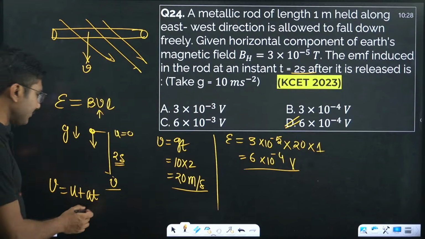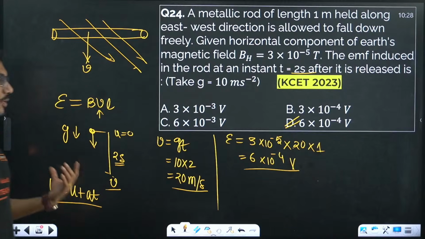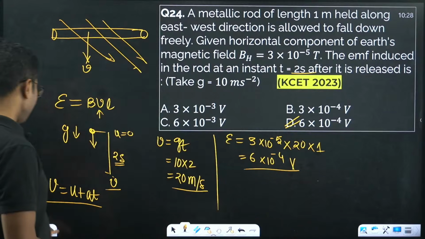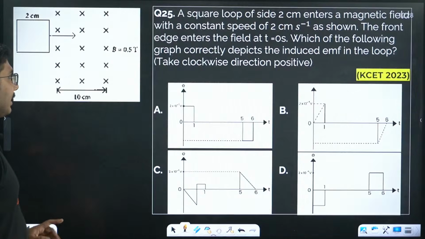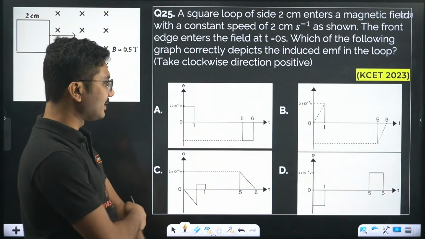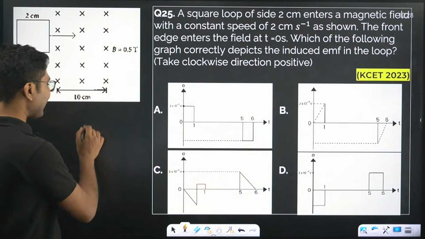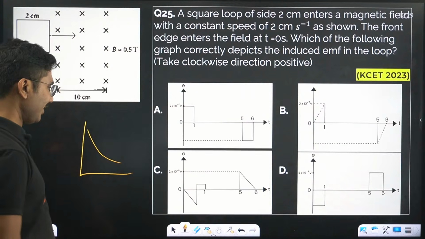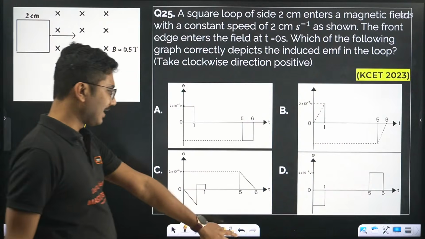Find the velocity using this equation of motion, and once velocity is calculated, put it in the formula. That's it, very simple. Now next is this, a square loop of side. So this is an example where the favorite pattern of KCET is not being given as an option. Okay, so how to answer such a question?